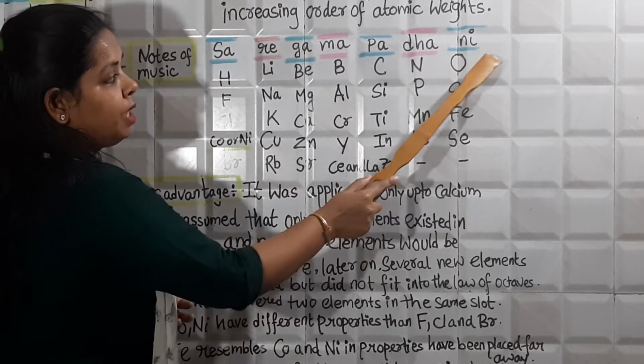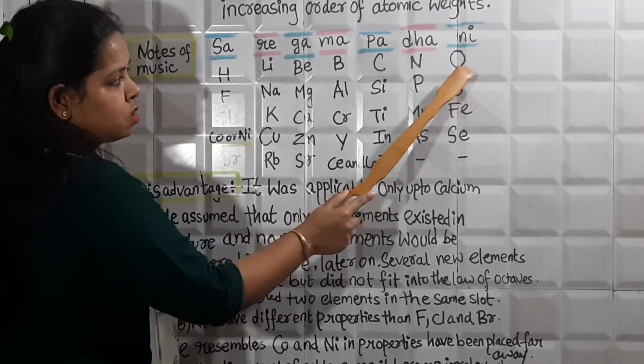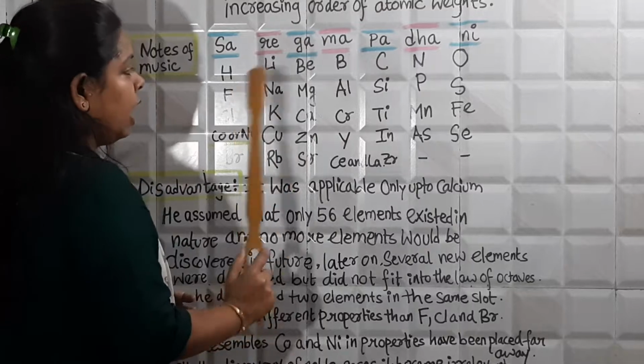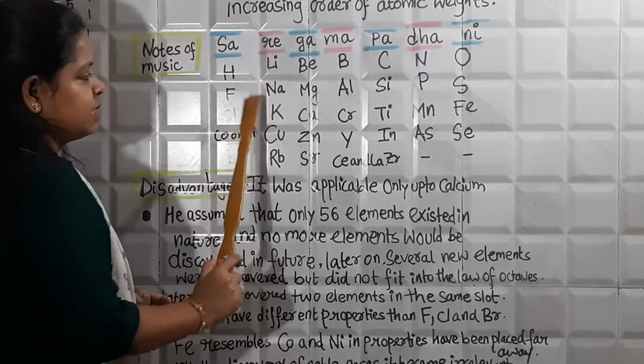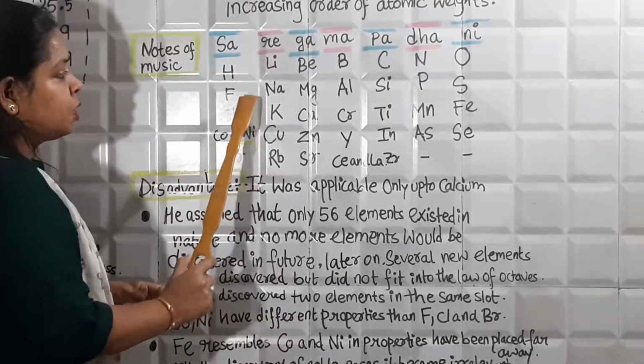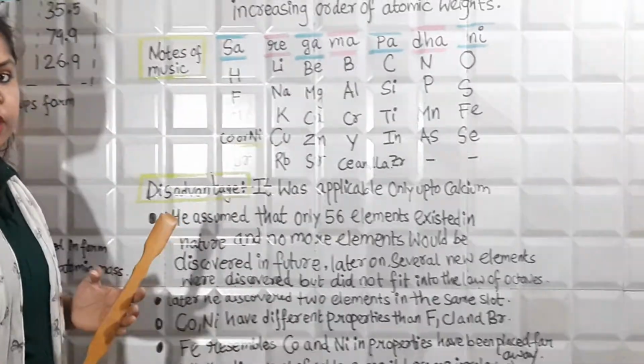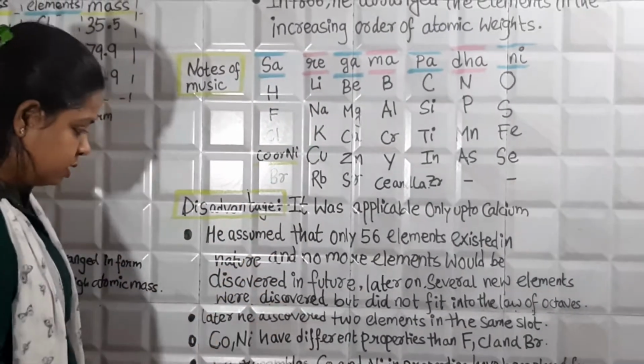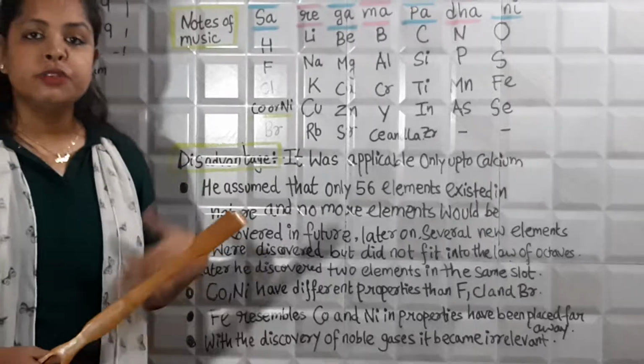Then, with the discovery of noble gases: you can see hydrogen, lithium, beryllium, boron, carbon, nitrogen, oxygen, then it would be argon. Oxygen, fluorine, argon. But argon is missing, because the noble gases were not discovered. For this reason, his law was rejected.